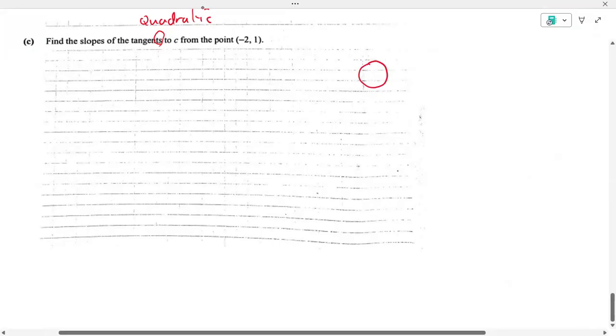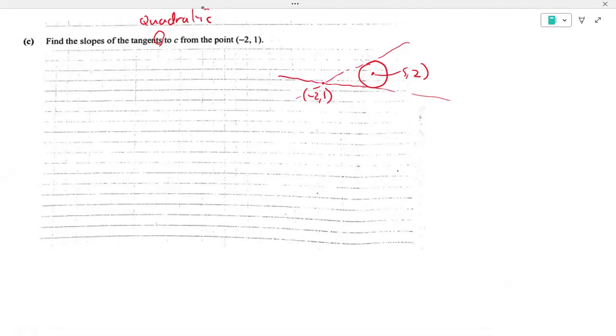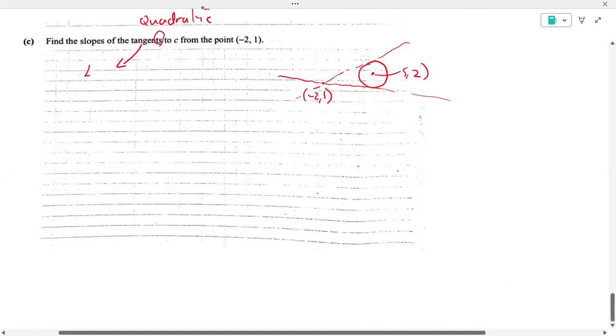We have the circle C from above, and that circle we know has a center of 5, 2. Now, there's some point somewhere, let's pretend it's out here, minus 2, 1. And there are basically two tangents going through that point that touch this circle once. Another thing we know is a tangent is simply a line. It's a form of a line.